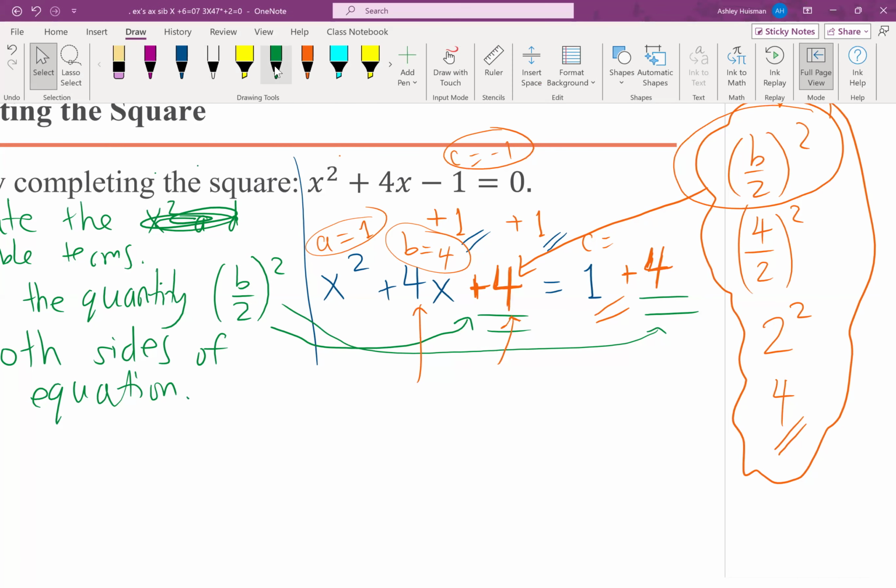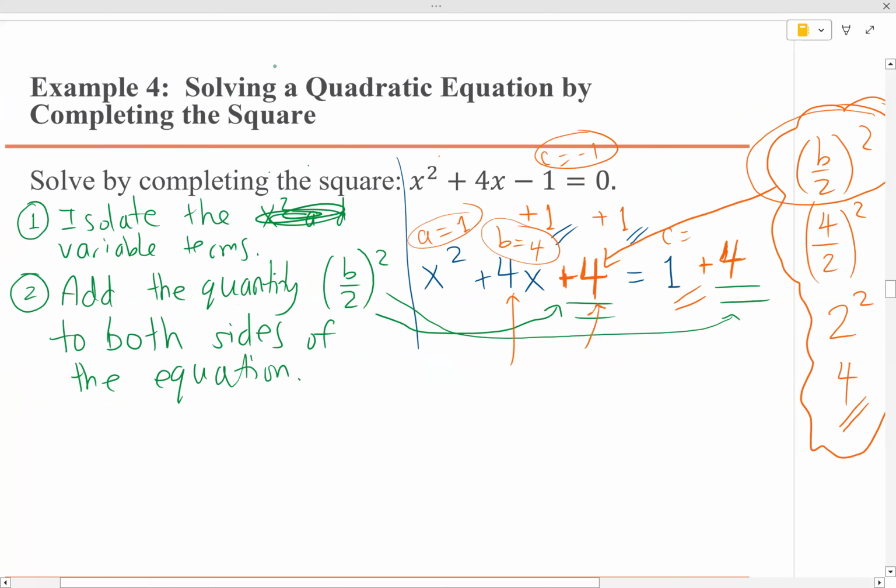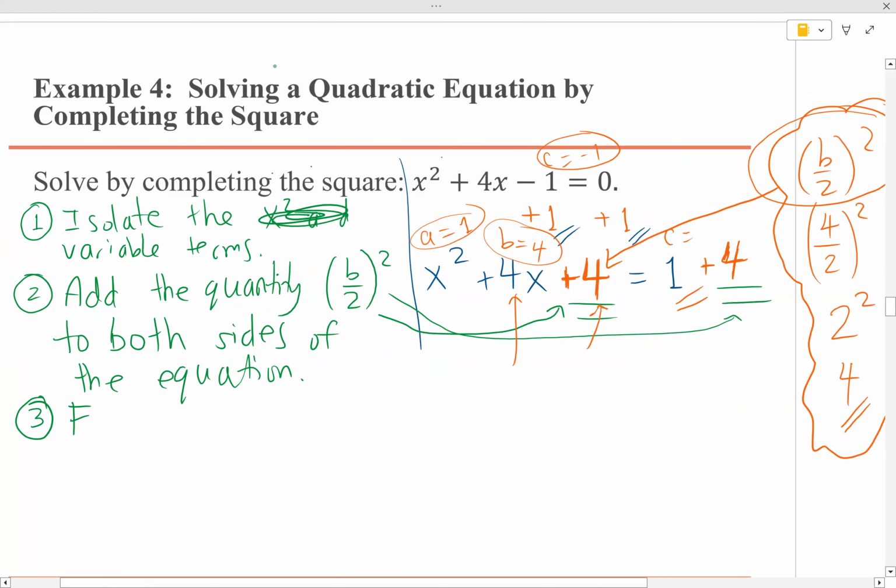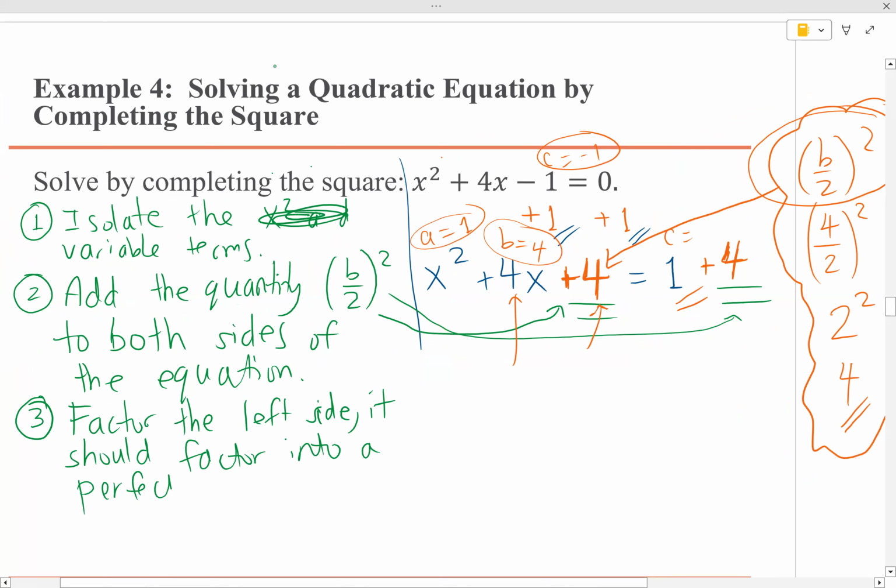All right, now the whole point of that, like we saw on the previous page, is that the left side should factor into a perfect square, as they call it. Because like we saw on the previous page, it should be x plus something, squared. Depending on what b was and what your magic number is, it'll be something.